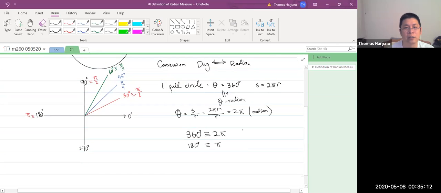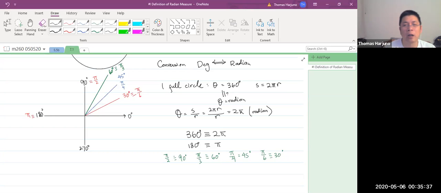And I hope you can memorize that faster, that pi over 2 corresponds to 90 degrees. Pi over 3 corresponds to 60 degrees. Pi over 4 corresponds to 45 degrees. Pi over 6 corresponds to 30 degrees. Okay, now those are for special angles.